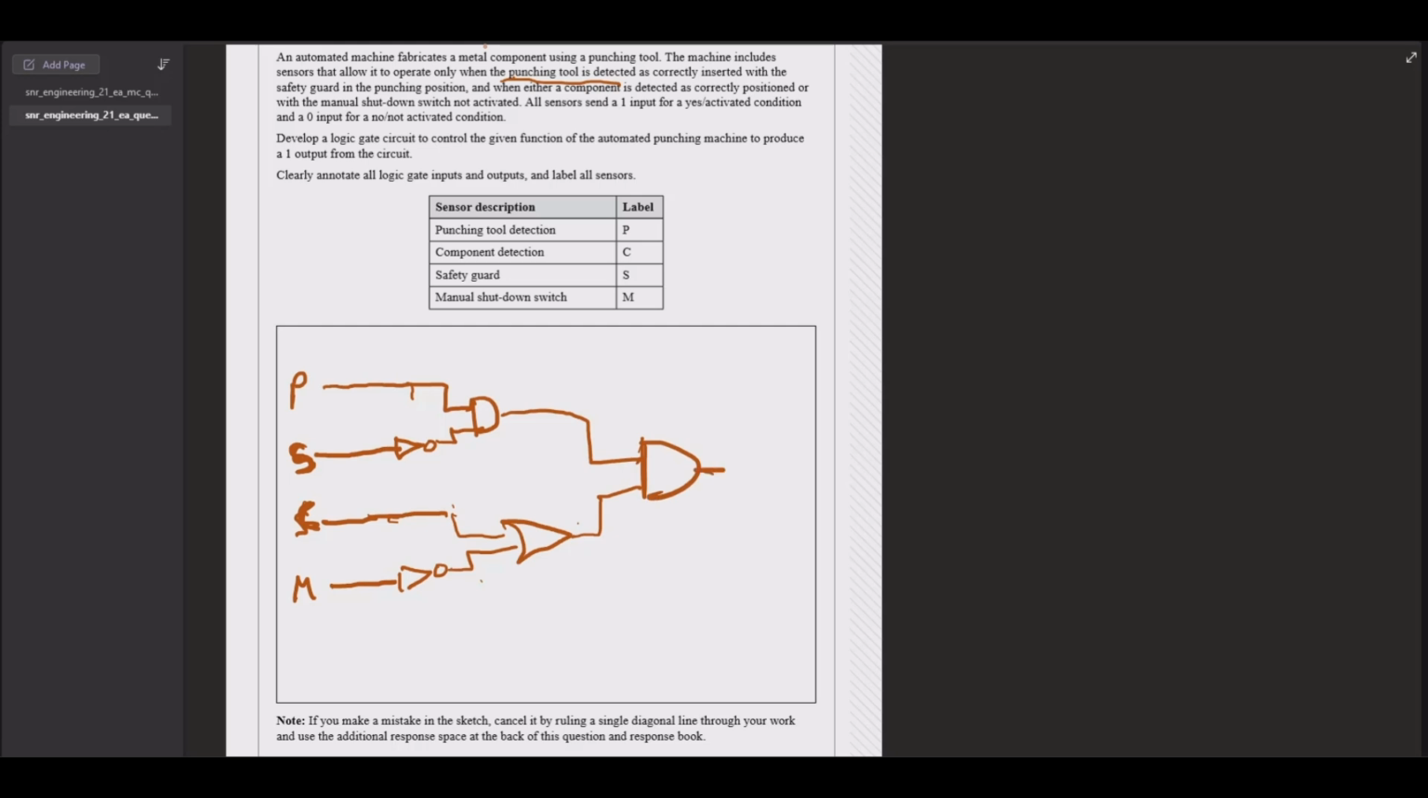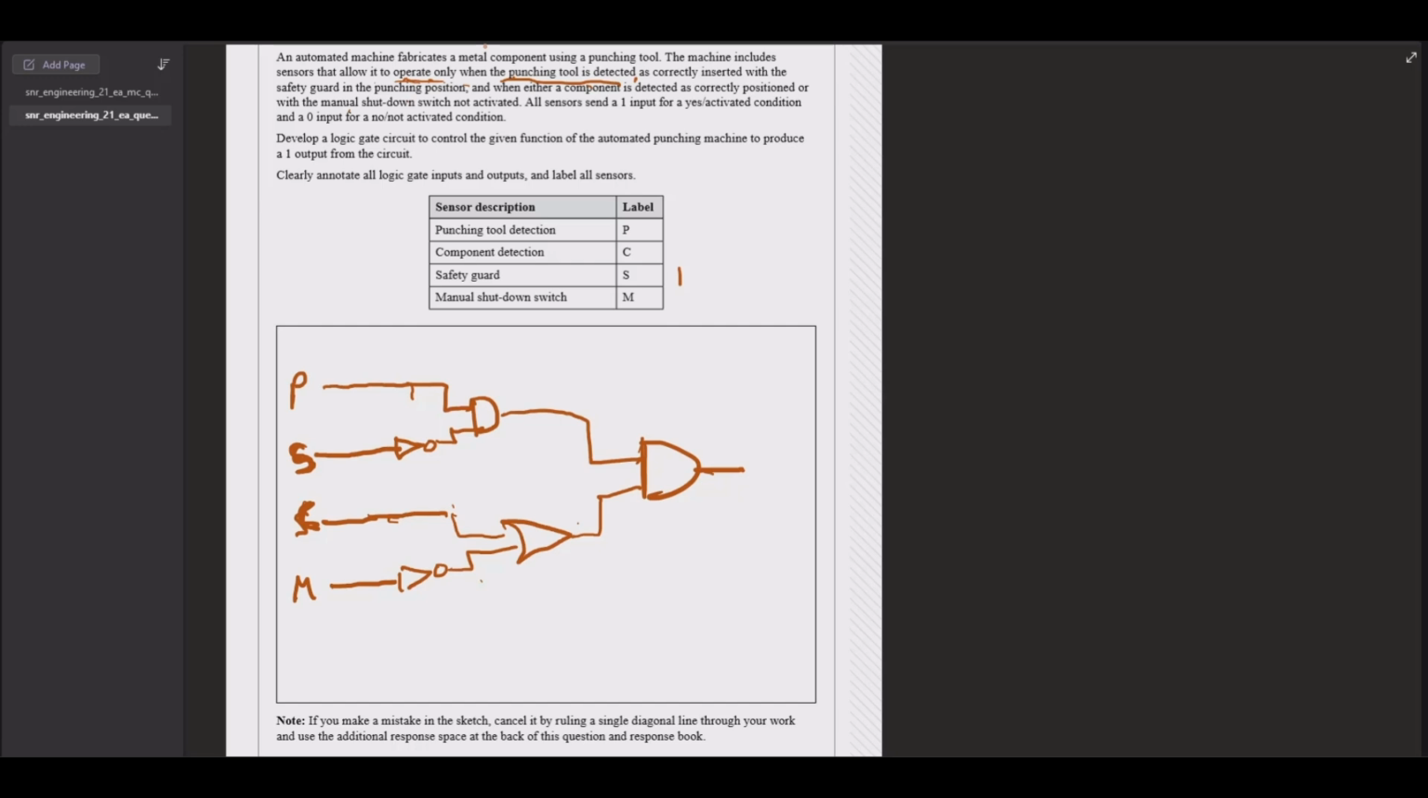So again, this is not what QCAA has written, so let's see what they've done. They didn't put a NOT here, which leads me to believe that they think the safety guard is on when it's in the punching position, which doesn't really make sense, because it should be operating only when, what they're saying is, it should operate only when the punching tool is detected and the safety guard is on. Which doesn't make sense, because if the safety guard is on, shouldn't you be not able to operate it? So I'm going to stick with my logic gate here and say that this is the correct way to do it, for this part. Because they just don't have this part here.